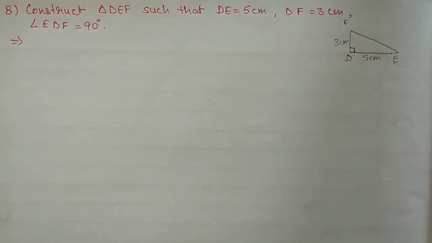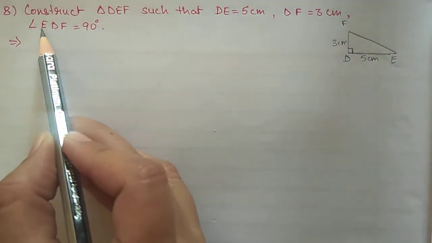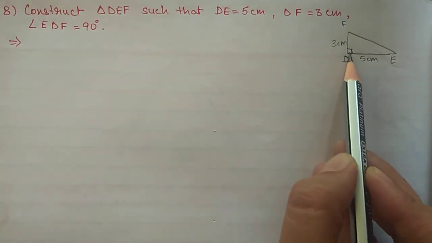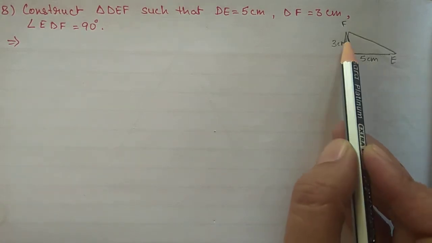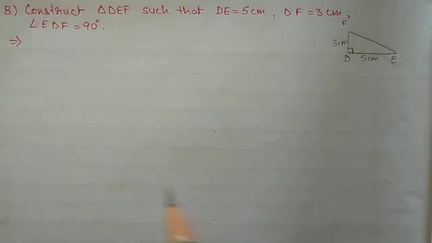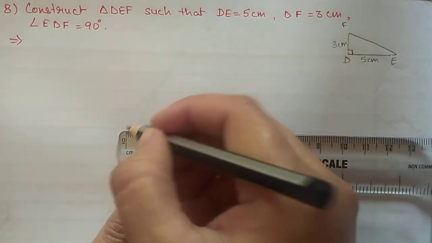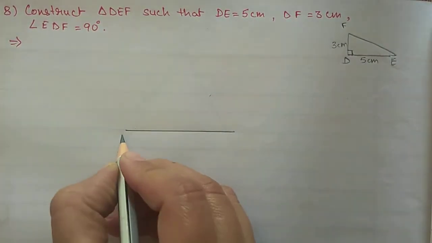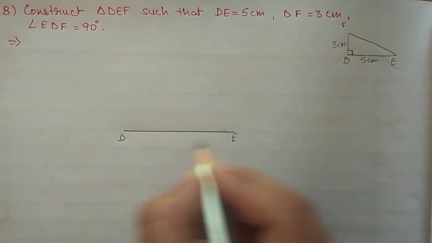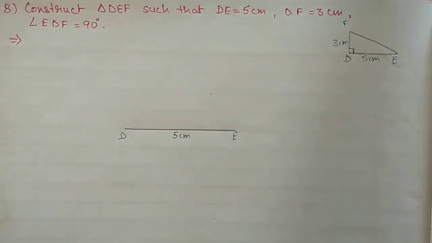Next, question number 8. Construct a triangle DEF such that DE is 5 centimeters, DF is 3 centimeters, and angle EDF, meaning this angle D, is 90 degrees. So here also the same thing: this line DE or DF we have to keep as the baseline. So first I have taken 5 centimeters as the base. Then on this point D we have to construct a 90 degree angle.